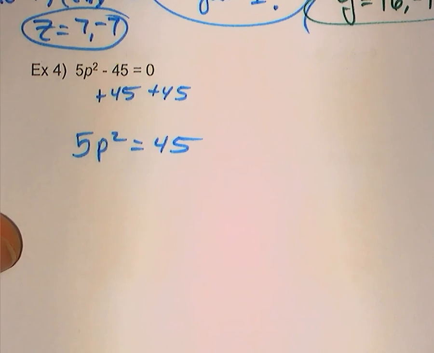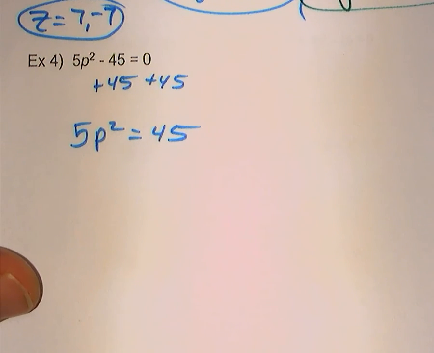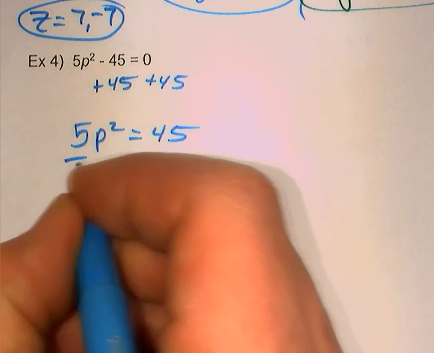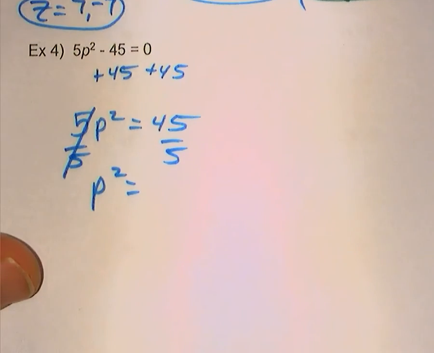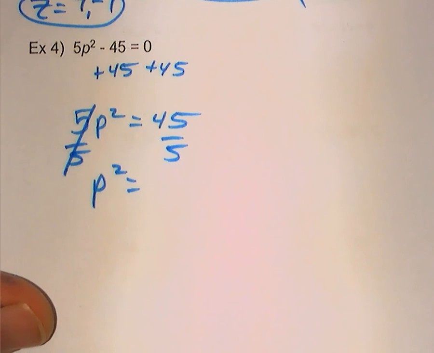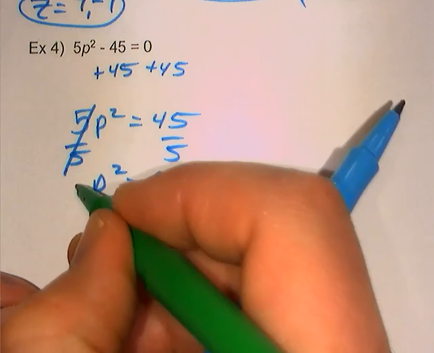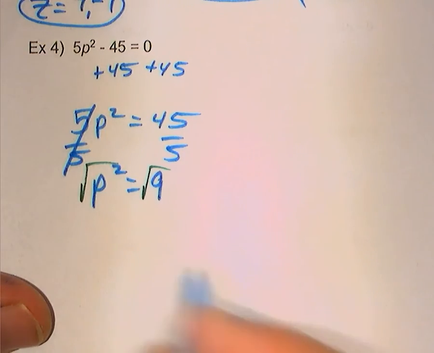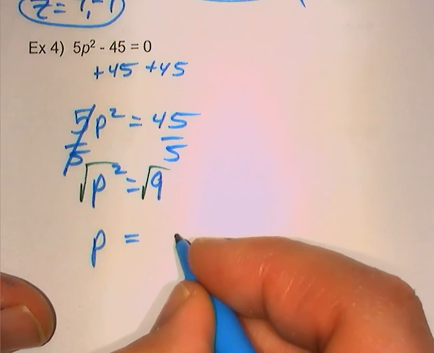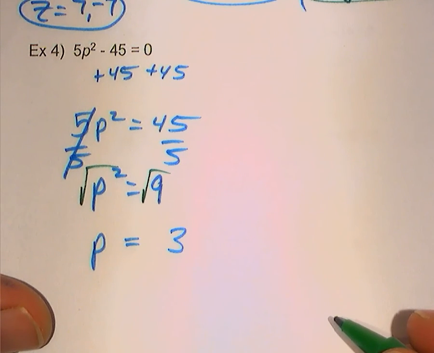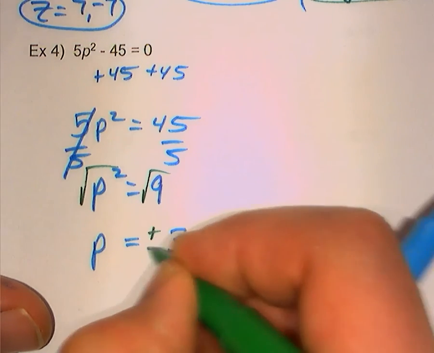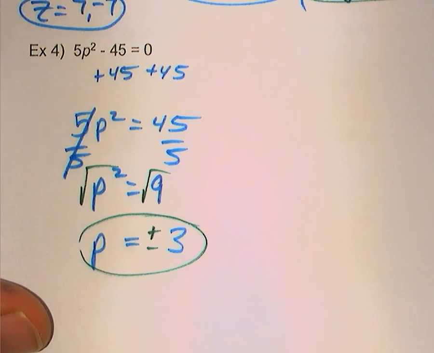I got 2 more steps. What can we do? How do I get this guy? Rylan. Divide by 5. These guys cancel. I get p squared equals, what's 45 divided by 5, guys? 9. And now we're ready to square root both sides. Square root of 9 is 3. And if you circle that, it's wrong. What did we forget? Don't forget the plus or minus sign.